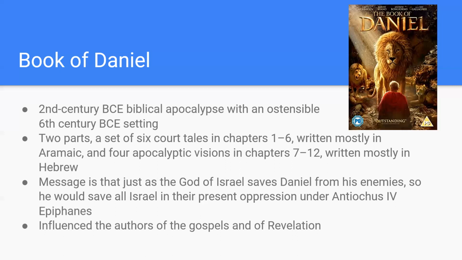But the message of the entire book, in essence, is that just as the God of Israel saved Daniel from his enemies, so he'll save all of Israel in their present oppression under the Seleucid king, Antiochus Epiphanes. This book, Daniel, influenced the authors of the Gospels and of the book of Revelation.